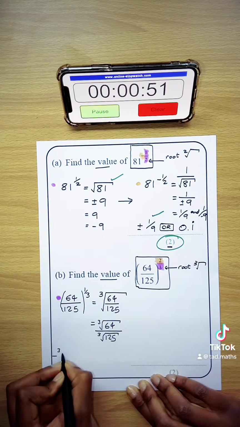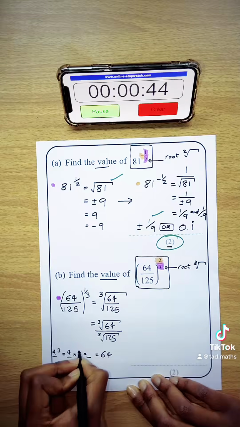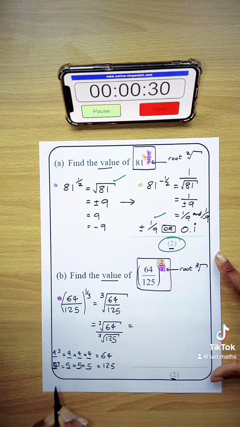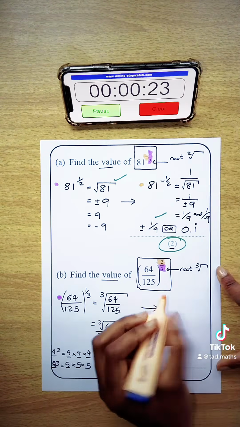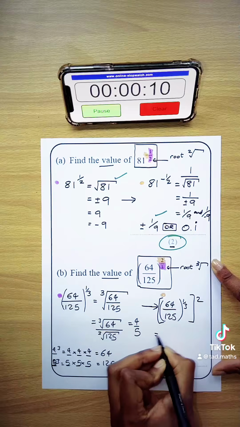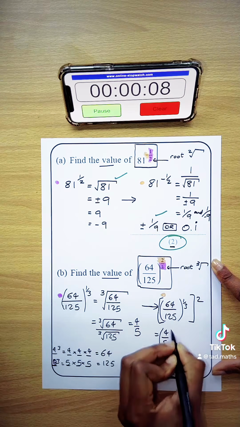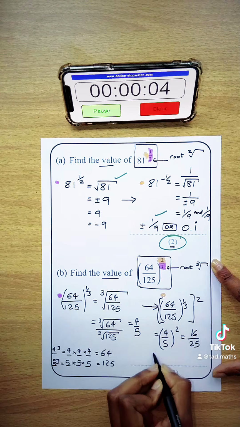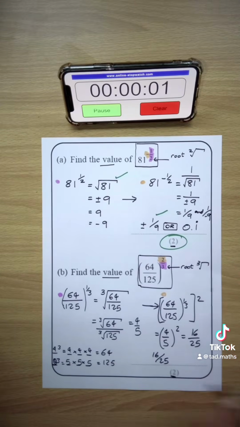Either way, I get to 4/5 because 4 multiplied by itself 3 times gives you 64. 5 multiplied by itself gives you 125 when you do it 3 times. 64 over 125 to the power of a third is the cube root of that, 4 over 5. 64 over 125 to the power of 2/3 is the cube root squared. So now you square your cube root, which gives you 16 over 25.